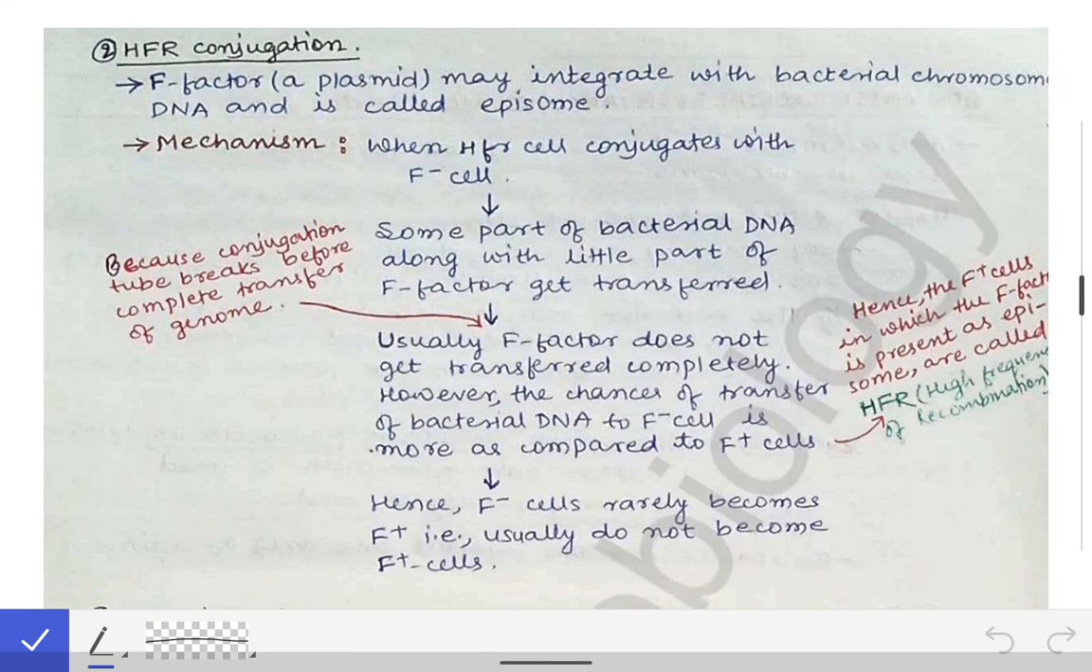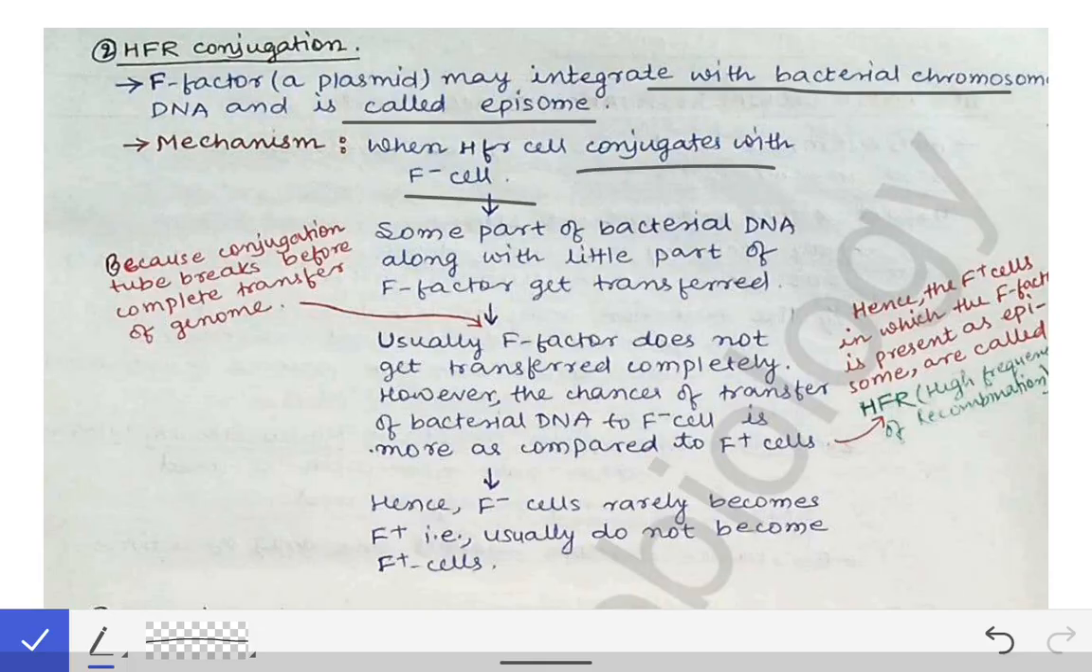See here, the F factor may integrate with the bacterial chromosome DNA and is called an episome. What I showed there was a green bacterial donor DNA plus red F plasmid DNA. They both integrated with each other and formed the episome. This type of bacteria is called HFR bacteria. And what is the mechanism? The mechanism is the same: the HFR cell will conjugate with the F minus cell, and some part of the bacterial DNA along with a little part of the F factor gets transferred.